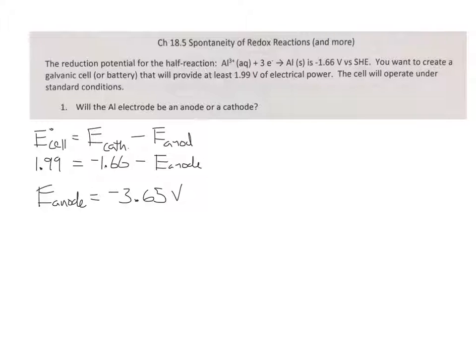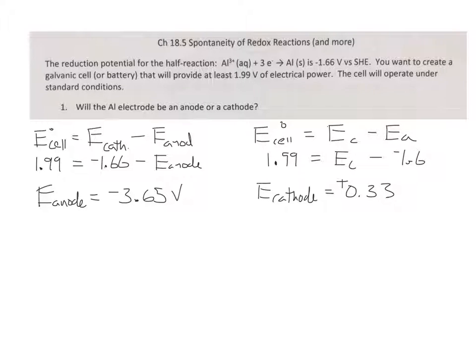So if aluminum acted as the cathode, that is, it was releasing electrons, then we would need an anode with a half cell voltage of negative 3.65 volts. There's no such metal or material on our table of standard reduction potentials. So that means the aluminum cannot act as a cathode. Let's try the calculation again with the aluminum acting as an anode.